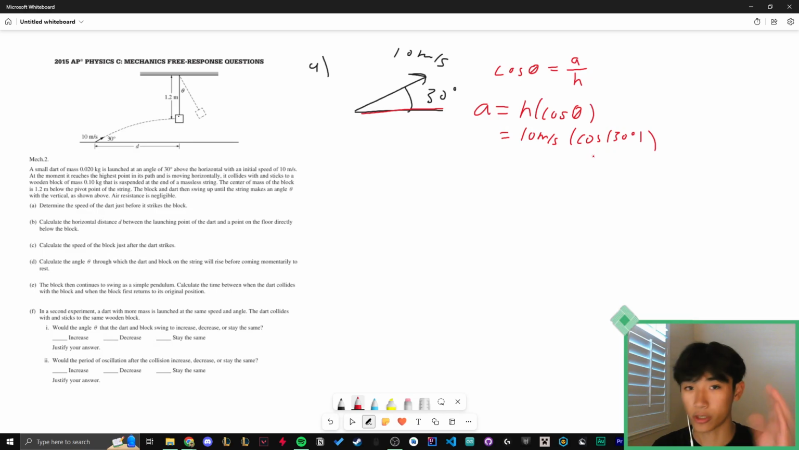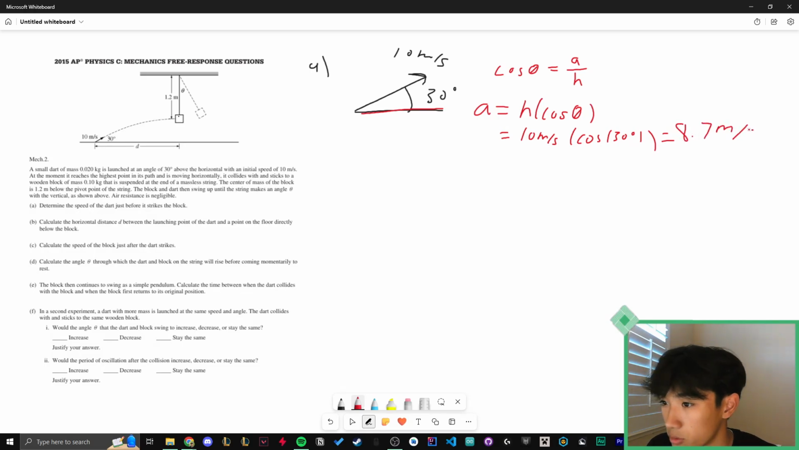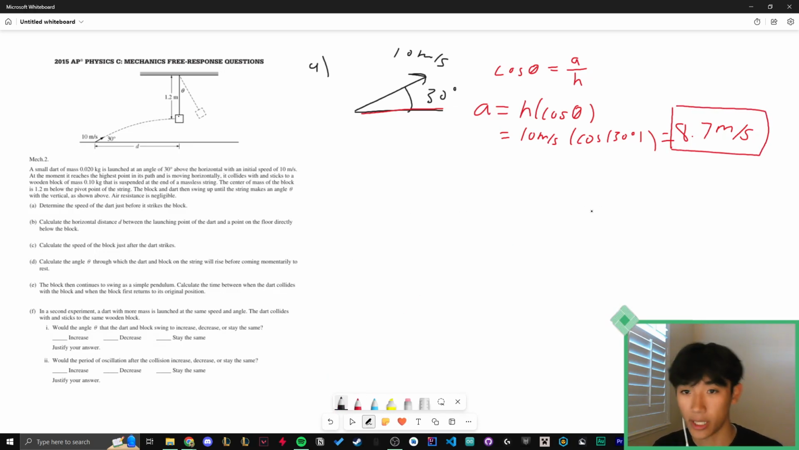Make sure your calculator is in degree mode. If it's in radian, you're going to get it wrong. And then we're going to get 8.7 meters per second. So notice how I added the unit. Make sure you don't forget your units, otherwise you're going to lose the point. And that's part A, pretty straightforward. So let's move on to part B.